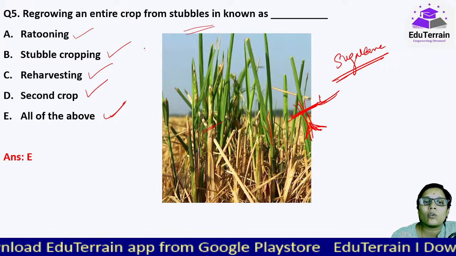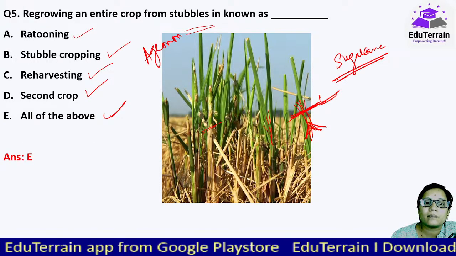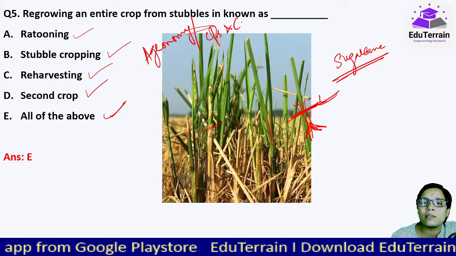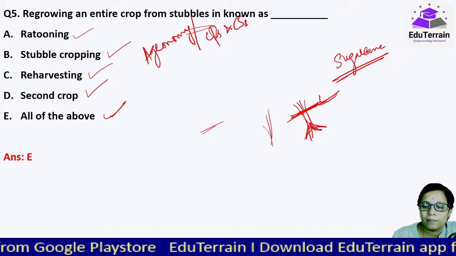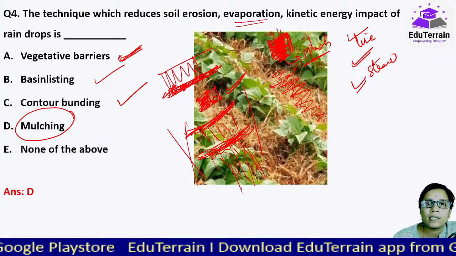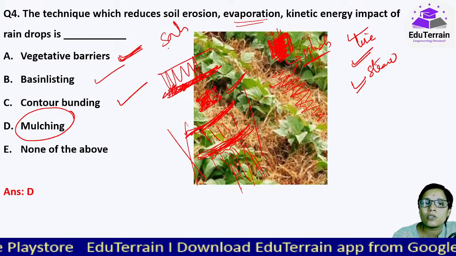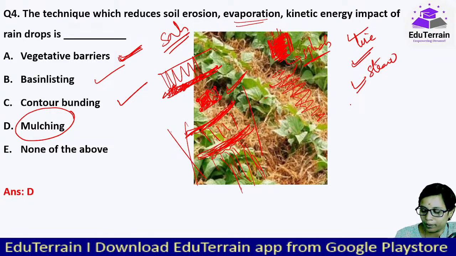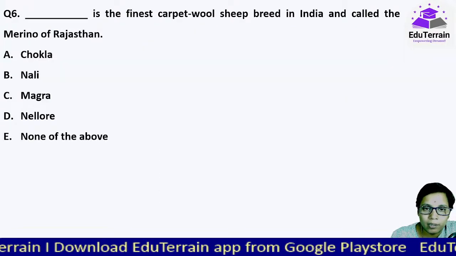This is from agronomy, or you can say cropping patterns and cropping systems. Yes, this one is again from the soils part, the soil and water conservation topic. I forgot to highlight here, let me tell you.